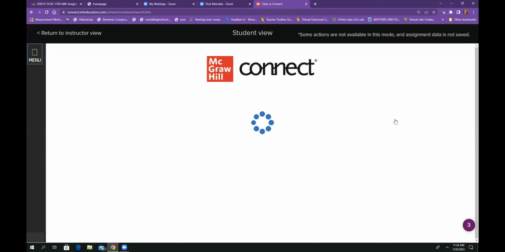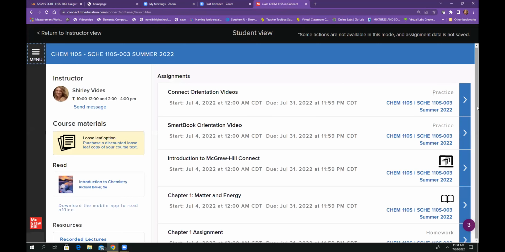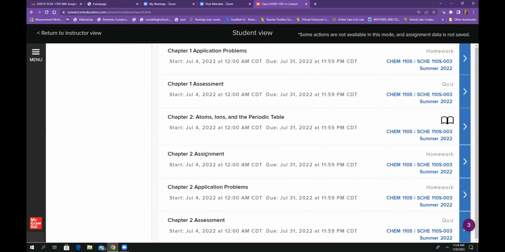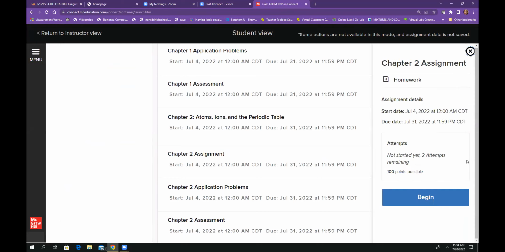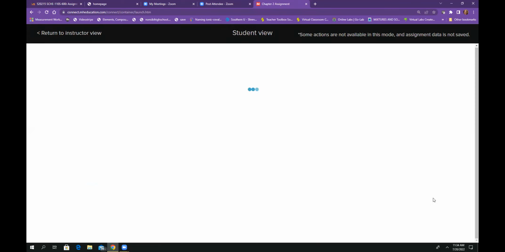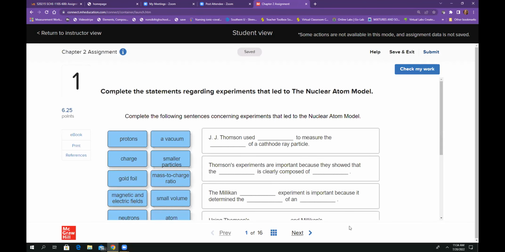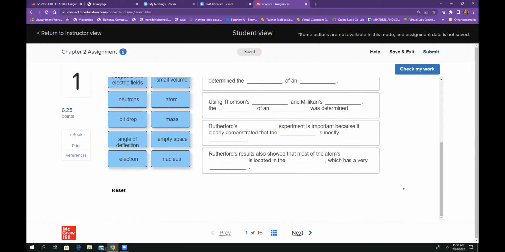I know some actions are not available in this mode. That's why I usually don't use it. But since what I'm trying to do is show you what you're going to do, it makes sense to use that one. Okay, so this is your chapter 2 assignment. You're going to go to your thing and you can begin it. Now, if you begin it, you can always save it. Remember that. There are 16 questions. The first thing is about atomic theory, and that's part of your reading, so I'm not going to go there.